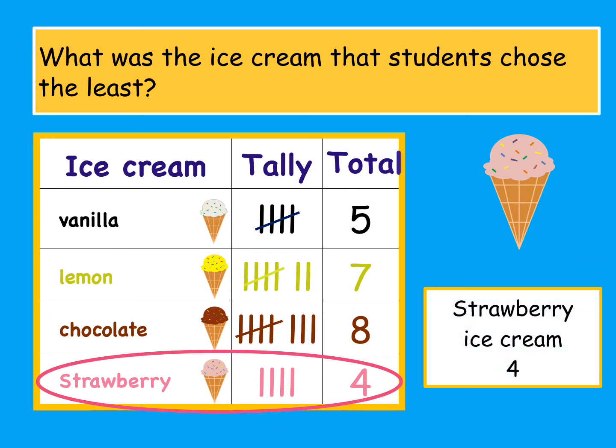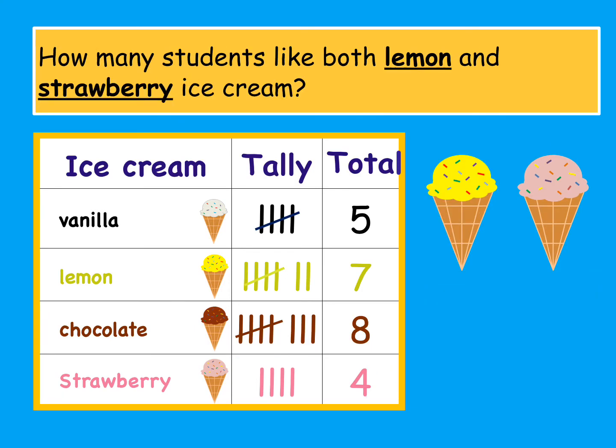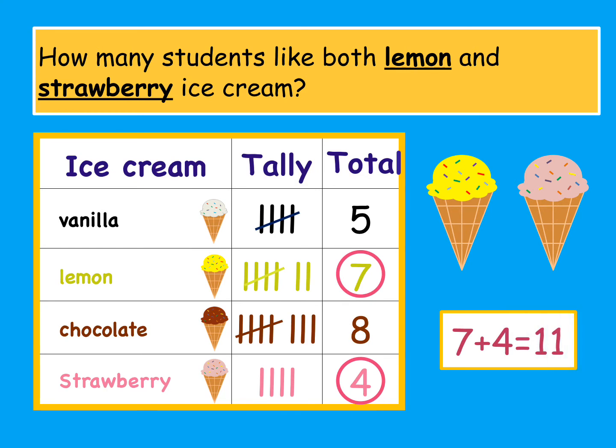And now, how many students like both lemon and strawberry ice cream? Now let's look at the chart. 7 students chose the lemon and 4 students chose the strawberry. Let's add them together. So 7 plus 4 equals 11.